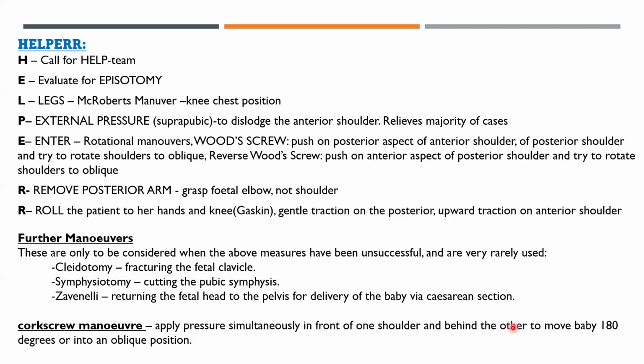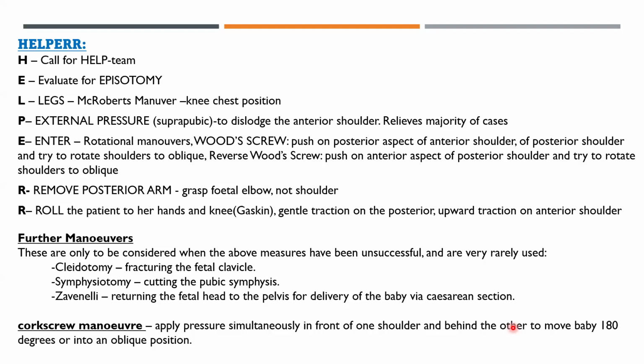P, external pressure. Providing suprapubic pressure to dislodge that anterior shoulder can actually relieve the majority of cases of shoulder dystocia. Actually, just doing that is enough to get the shoulders out. If not, then we start doing our maneuvers. So E, enter with maneuvers.